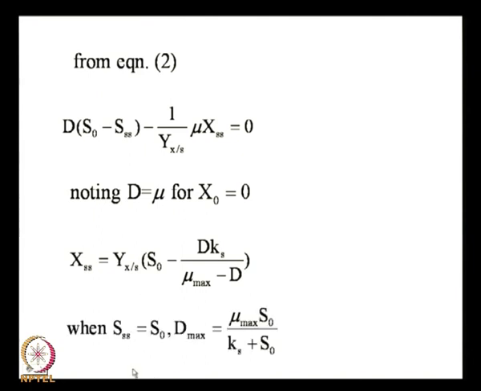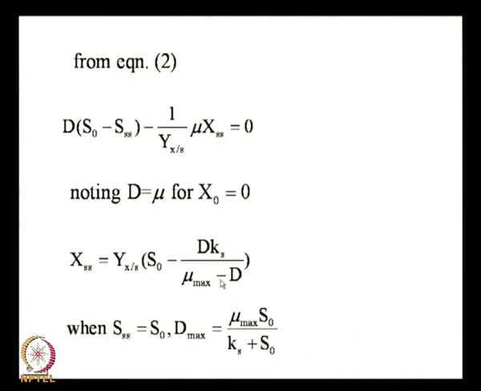And this we already did: d max equals mu max S naught over Ks plus S naught. d equals mu max S over Ks plus S, so d max would be the maximum value that d can take, which is mu max S naught over Ks plus S naught. Why? Because the maximum value that S can take is S naught, the feed concentration. Clear to everybody? If there is any point you need me to stop at, please stop me and I will explain one more time.